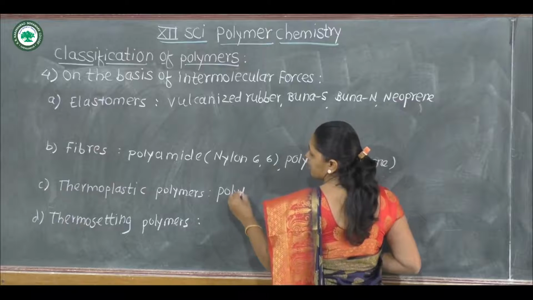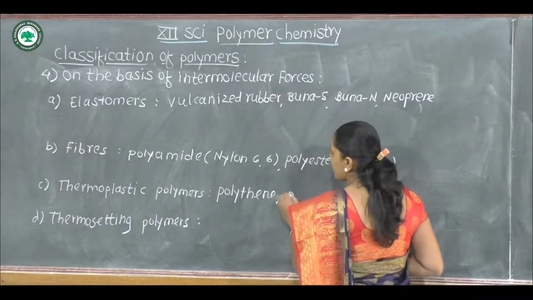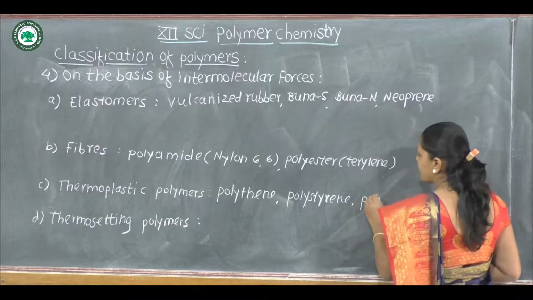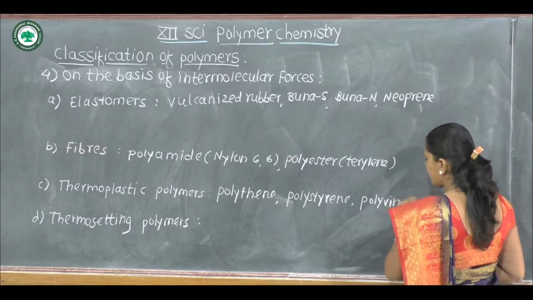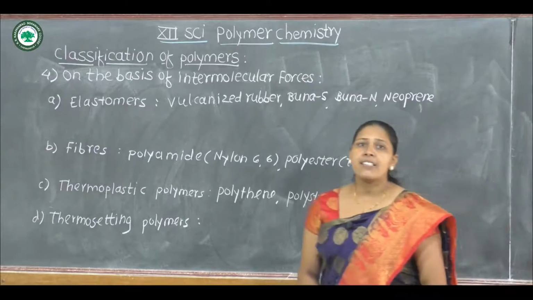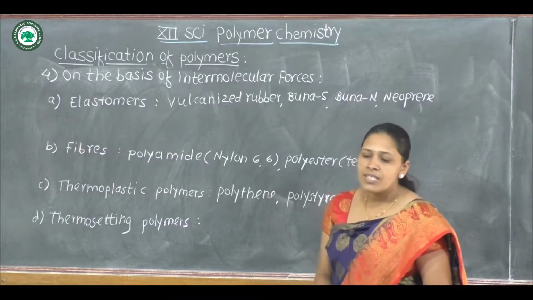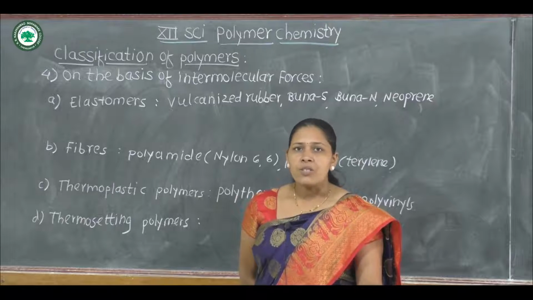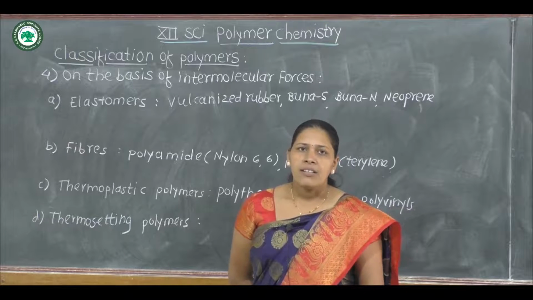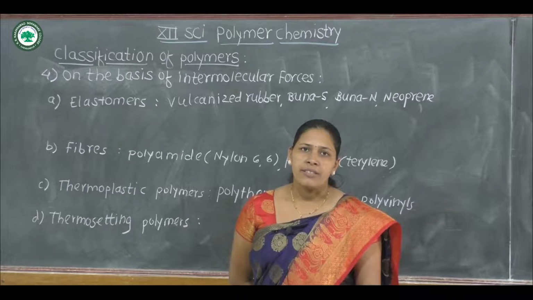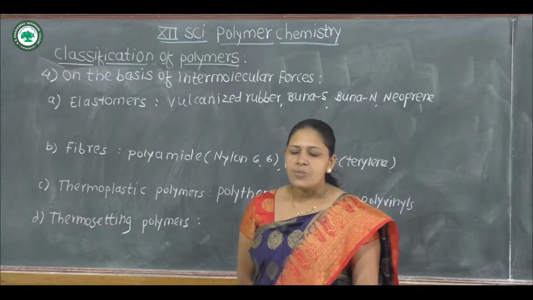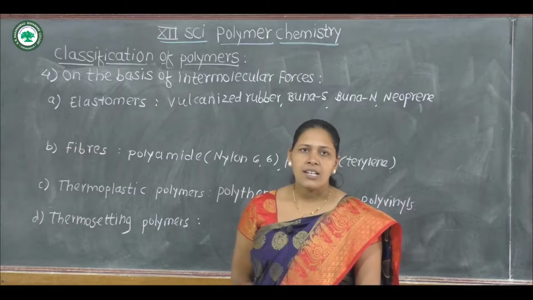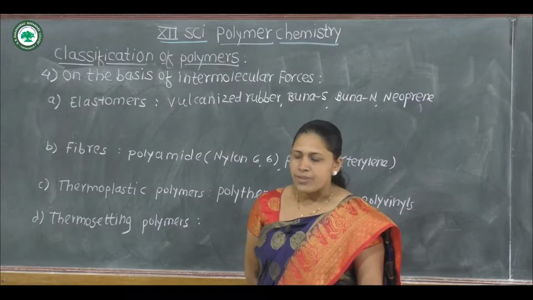Polythene, polystyrene, polyvinyls. The most important characteristic of thermoplastic polymers is that they are capable of repeated softening on heating and repeated hardening on cooling. That property is most important. This property is due to moderately strong intermolecular forces that are intermediate between elastomers and fibers.